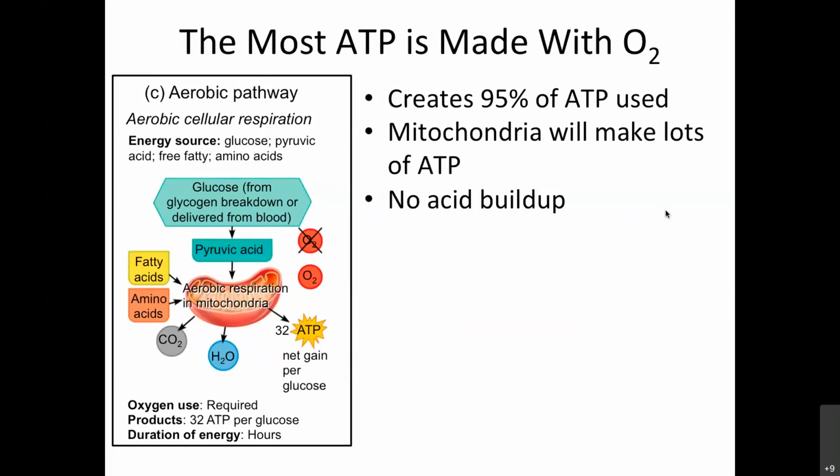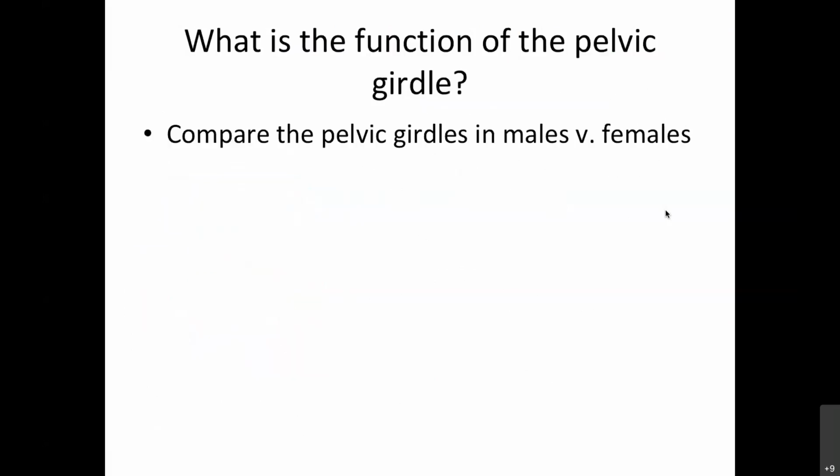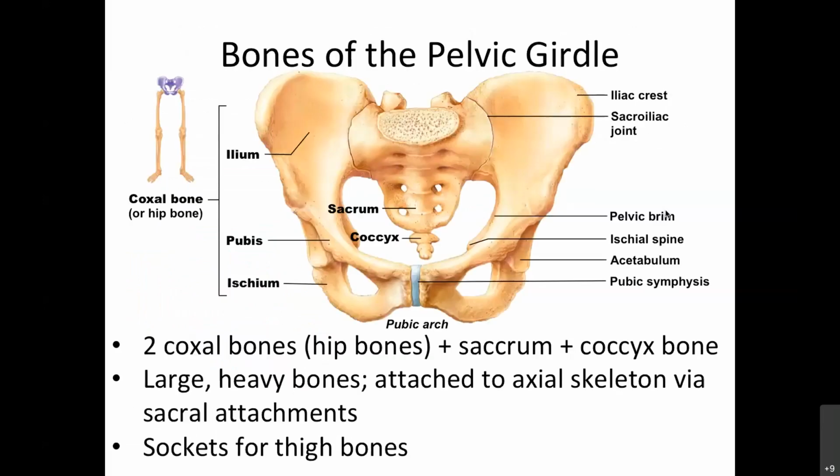Okay. Some people want to know about the function of the pelvic girdle, and how it's different in males versus females. Your pelvic girdle is made of 2 coxal bones, which are your hip bones. Now, don't confuse the word coxal with coccyx. Coccyx is your tailbone. That's part of your vertebrae, okay? The coxal bones are the hip bones. The coxal bones are made from a fusion of the ilium, the pubis, and the ischium.